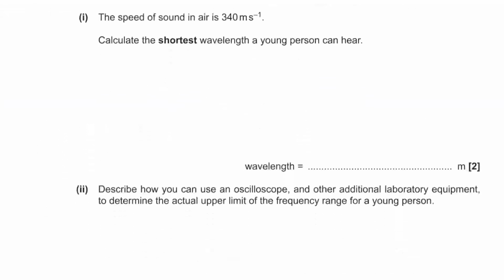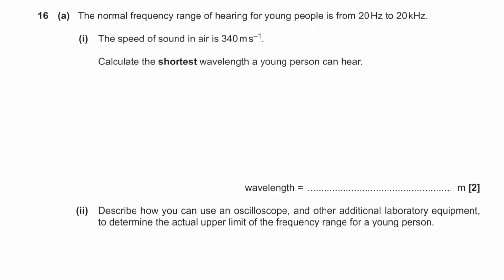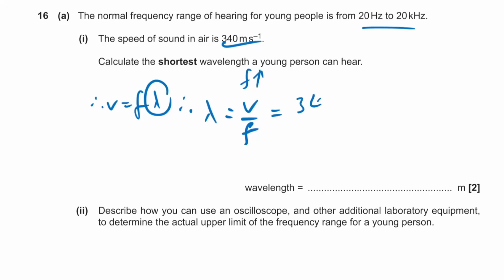Okay, normal question. Question 16: the normal frequency range of hearing is 20 Hz to 20 kilohertz, and the speed of sound is given. Calculate the shortest wavelength a young person can hear. The shortest wavelength is going to be the highest frequency. So v equals f lambda, and we're looking for lambda, so lambda is equal to c over f. So 340 divided by 20,000 Hz, so 2 times 10 to the 4.